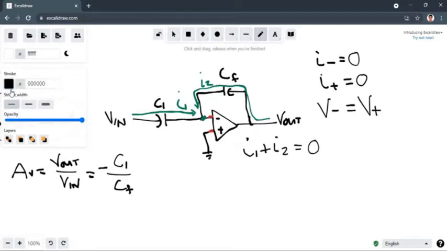Okay, so for a little bit of spoiler, that will be C1 times the rate of change of the voltage V in, plus the feedback capacitor times the rate of change of V out.